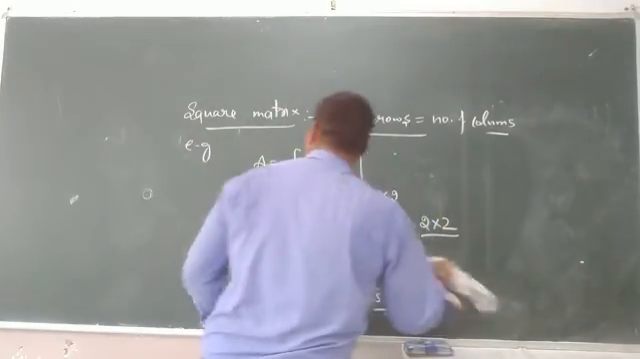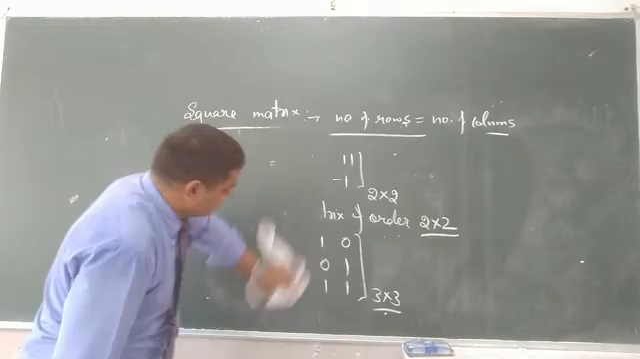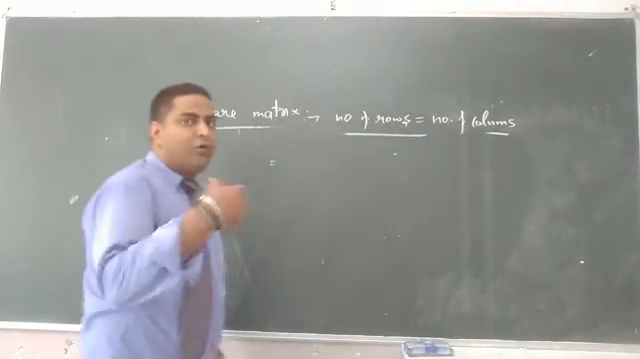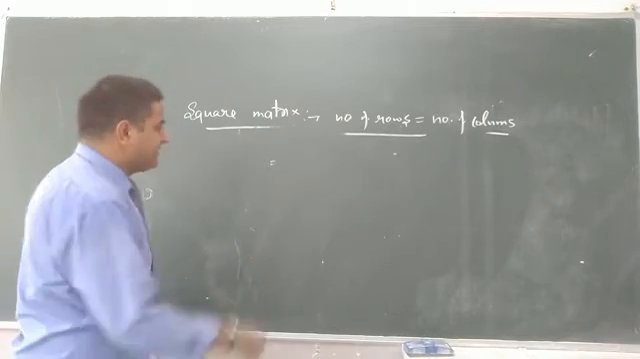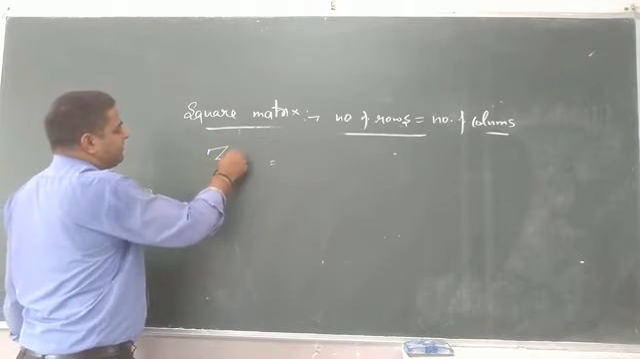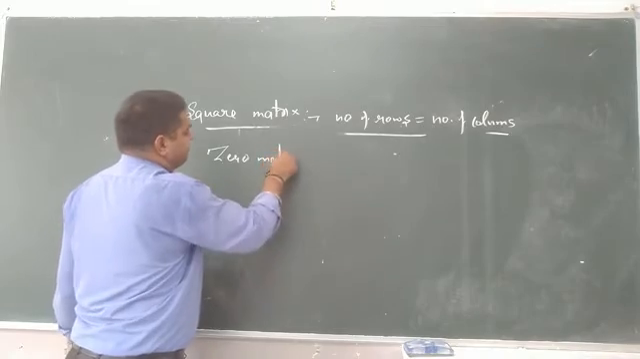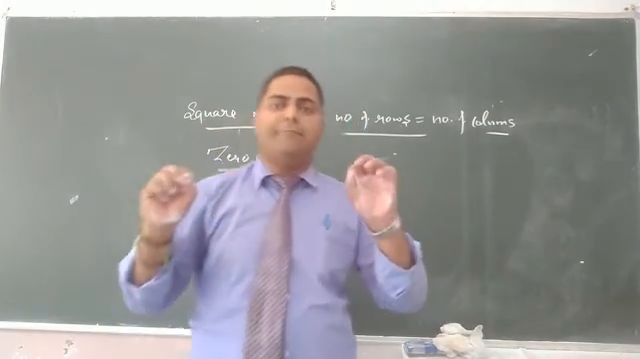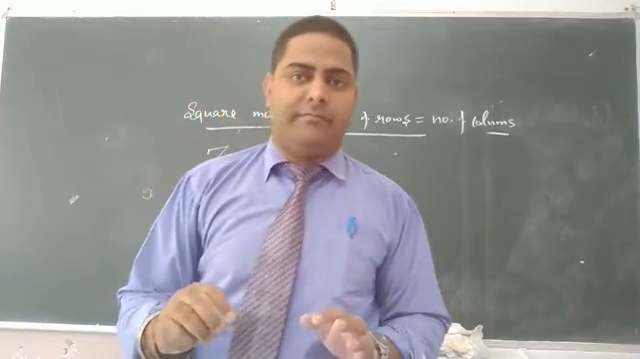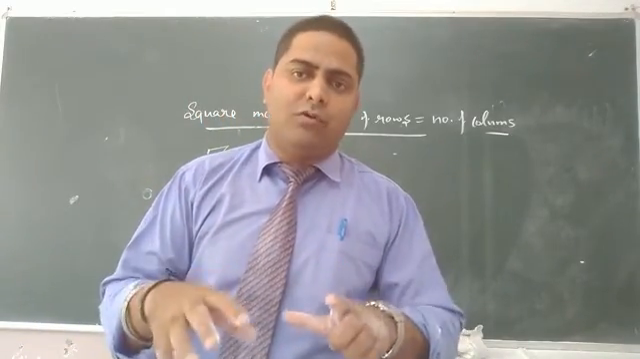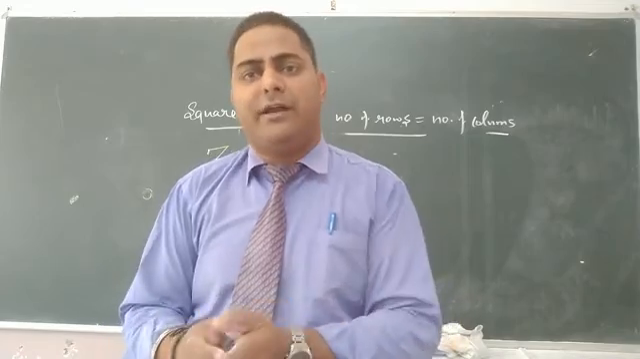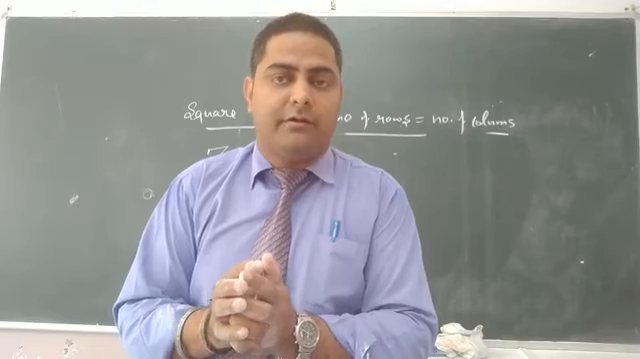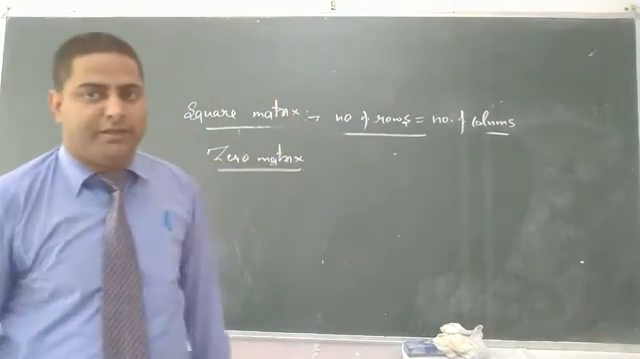Now, next is zero matrix. Sometimes we call this matrix a zero matrix, void matrix, or null matrix. A zero matrix is a matrix whose entries are all 0. Keep in mind, it may be of any order. It may be of 1 by 1, 1 by 2, 1 by 3, 1 by 4, of any order. But all the entries should be 0.